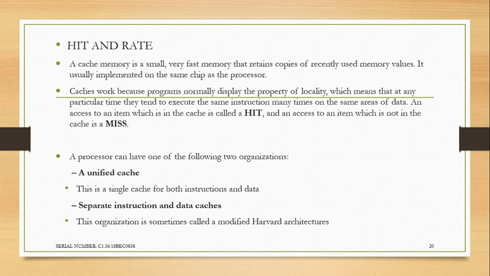A processor can have one of the following organizations: a unified cache, which is a single cache for both instructions and data, and another is separate instruction and data caches. This organization is sometimes called modified Harvard architecture, which is present in the ATmega328.